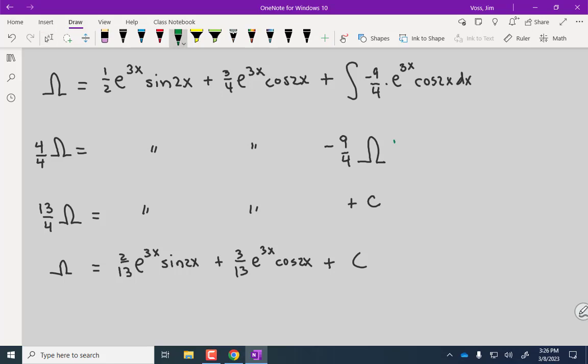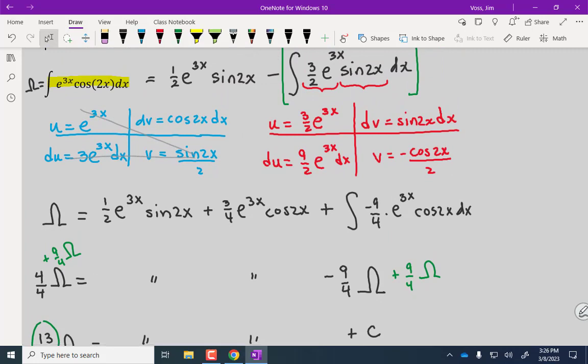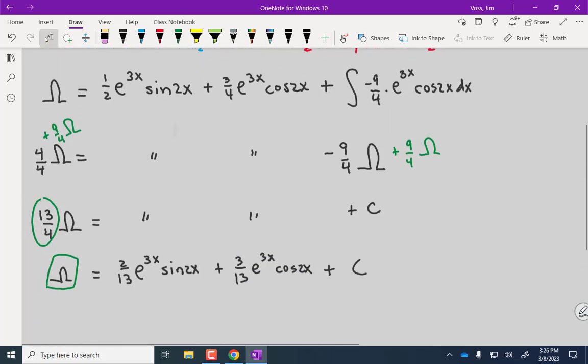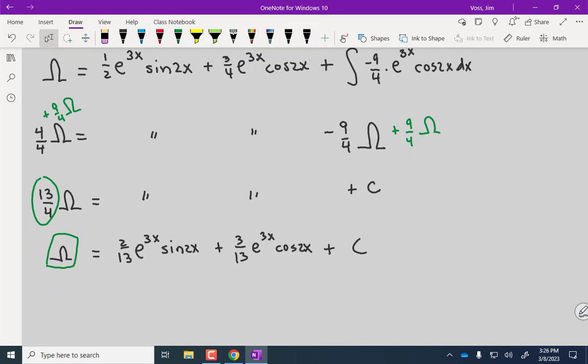Yep, so we're going to add 9/4 omega to both sides. And so you just put a 1 there in front so you can add those. Correct. And then you have the new coefficient. And if we want just 1 omega, because 1 omega is what equals the original integral, we multiply by the reciprocal. And then you have the answer. Yes. Okay. Now I understand. Good. Excellent.